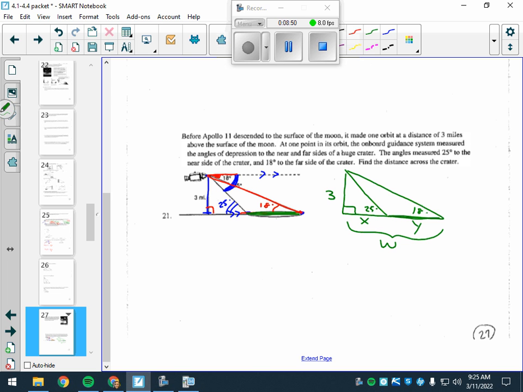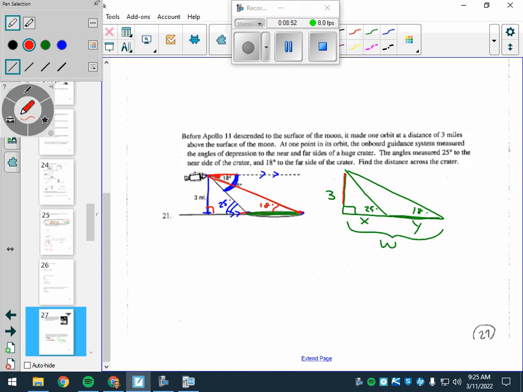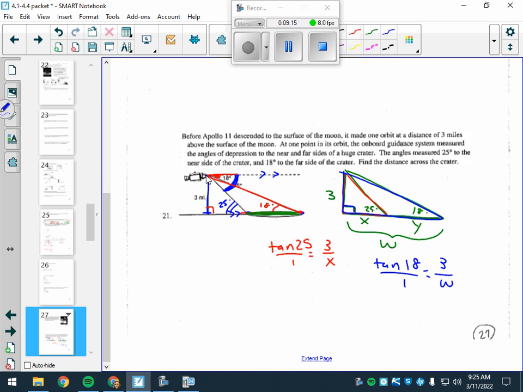For the smaller triangle, we need tangent of 25 equals 3 over x. And for the bigger triangle, you need tangent of 18 equals 3 over w. Once you know x and w from these calculations, how should we get y? Henry? Yeah, w minus x will get you y. Yeah, makes sense?